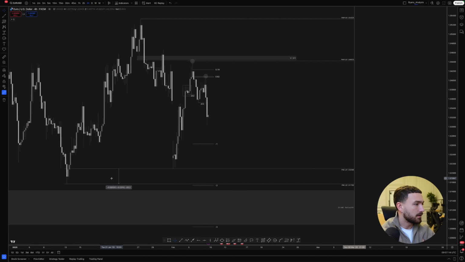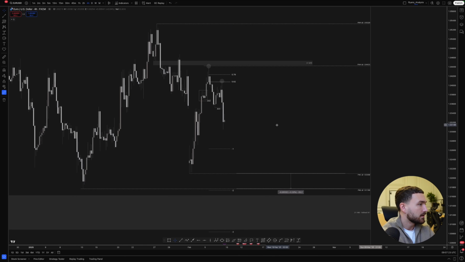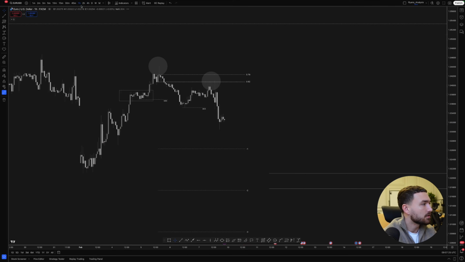There's a nice gap here, as you can clearly see, that I've got highlighted here. But I want to see price basically come and fill and then tap into this daily imbalance, essentially. Let's jump on the 1 hour.